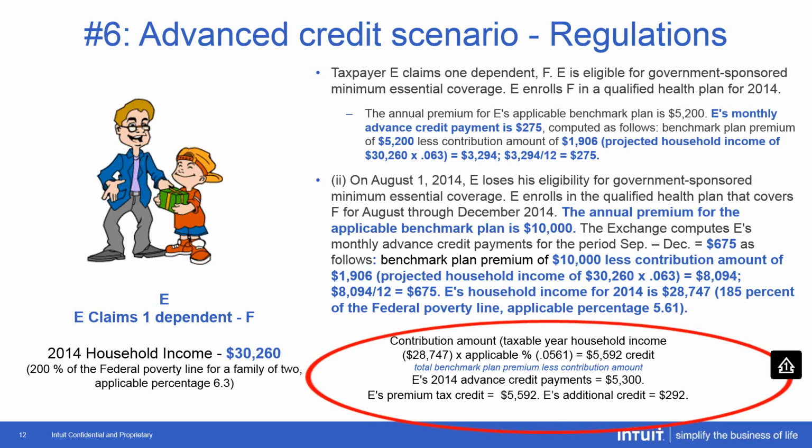On August 1st, 2014, E loses his eligibility for government-sponsored minimum essential coverage. E enrolls in a qualified health plan that covers F for August through December. The annual premium for the applicable benchmark plan is now $10,000. The exchange computes E's monthly advance credit payments for the period September through December to be $675. E's household income for 2014 is $28,747.